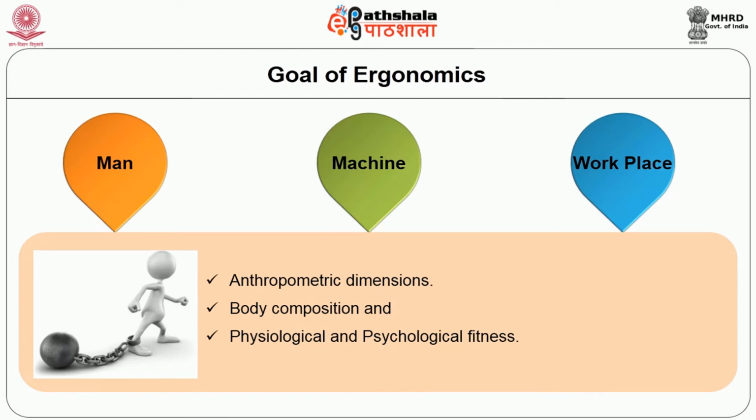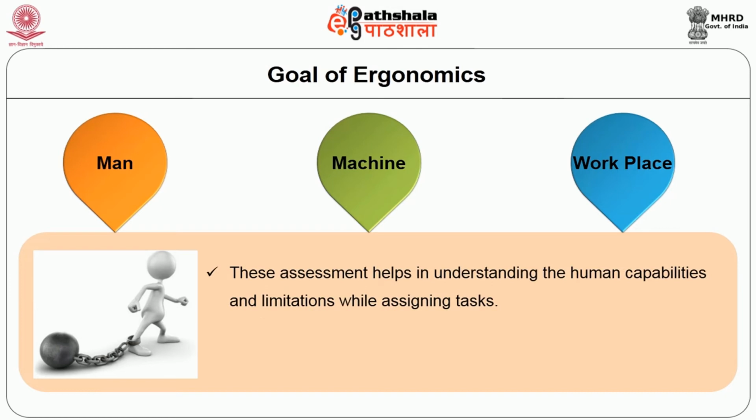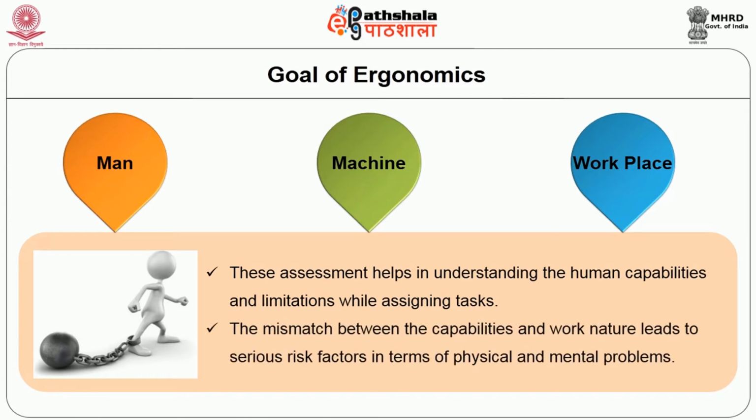That's the body height and weight of an individual. Body composition, the weight of a person or the BMI, how an entire body size is being composed of. Physiological and psychological fitness, how an individual is well fitted for that particular work. These are the three most important criteria when we are going to assess. This assessment helps in understanding the human capabilities and limitations while assigning the task. The mismatch between the capabilities and work nature leads to serious risk factors in terms of physical and mental problems.